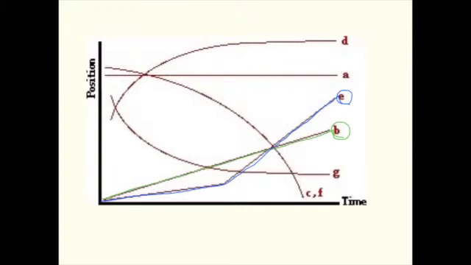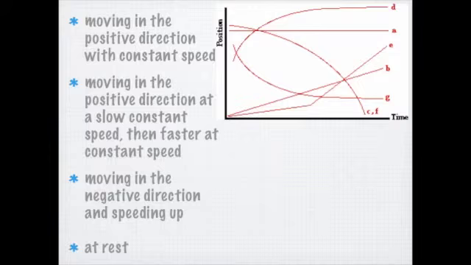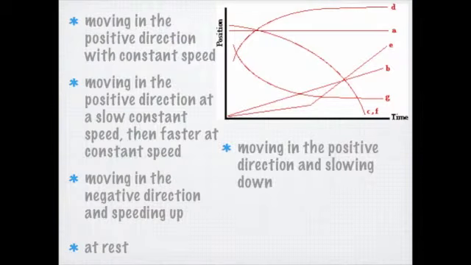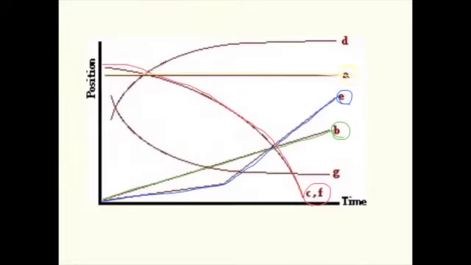So how about moving in the negative direction and speeding up? So now I want one with a negative slope that's getting steeper. So that would be line CF. Now which one is at rest? Hopefully that's pretty easy for you to know that that would be line A. Alrighty, how about moving in the positive direction and slowing down? That means it has a positive slope that's getting smaller, so that would be line D.